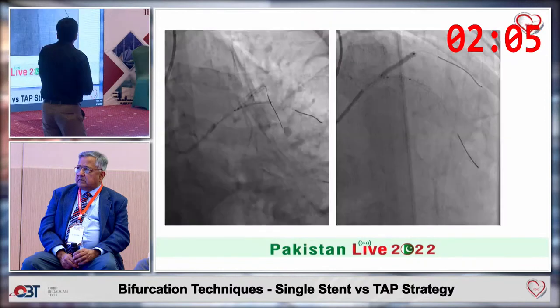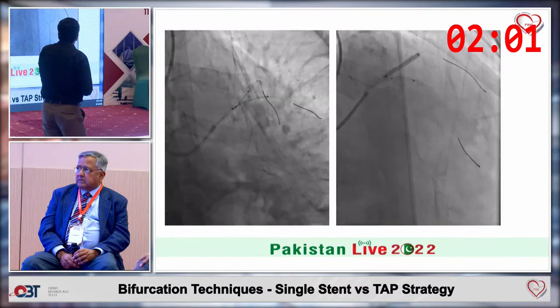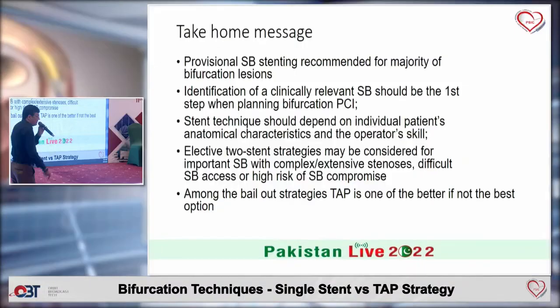So he deployed the stent on the left upper corner, and then finished with the case. And you may have difficulty in re-ascent, so you can stent it on the up, and then you can do. Among the bailout strategies, TAP is one of the better ones, if not the best option.